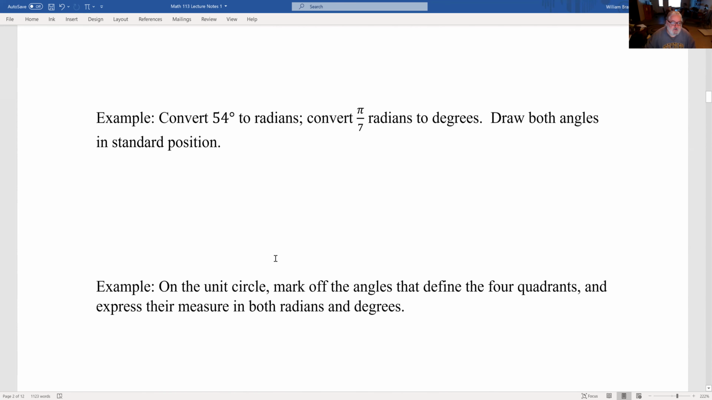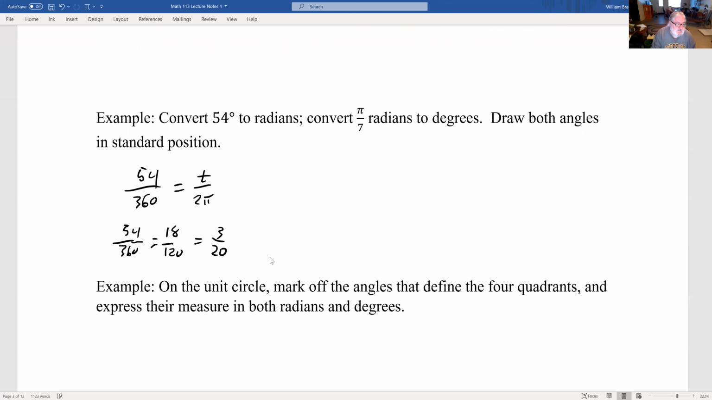So how do we convert 54 degrees to radians? Well, 54 is to 360 as T is to 2 pi, and we want to find that for T. So I know I can simplify 54 over 360 a little bit. I know that 5 plus 4 is 9, so the top and bottom are both divisible by 3, and that would give me 18 over 120. And I look at that, top and bottom are both divisible by 6, and that would give me 3 over 20. And that's simplified.